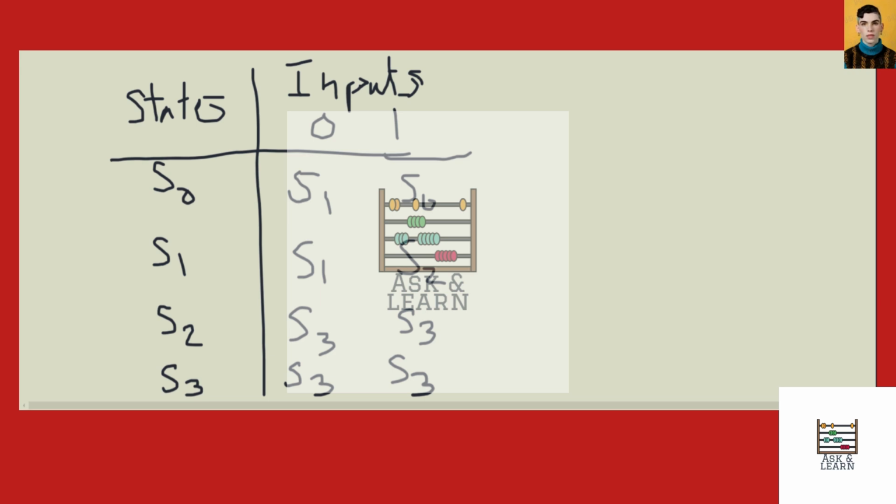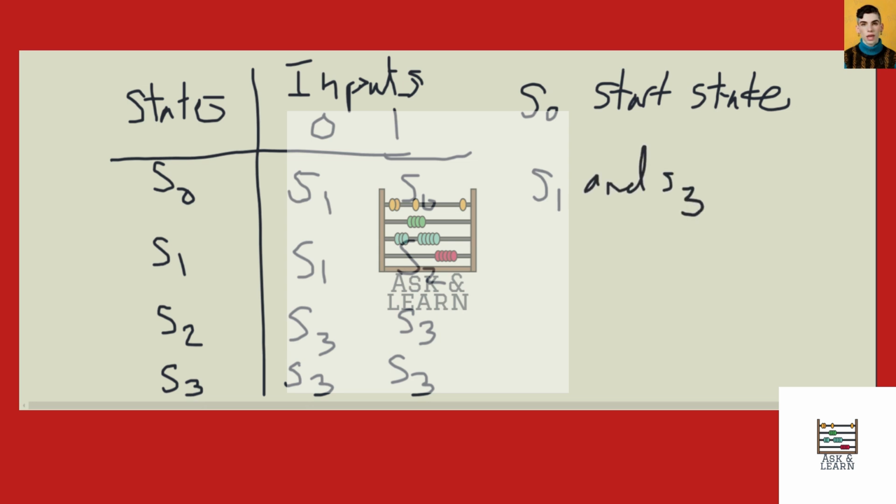We see in the diagram that S0 is marked as the start state. And we also see from the table that only S1 and S3 are circled twice, so they are the final states. So this means that a string will be recognized by the automaton if we end at state S1 or at state S3. So let's break this down into cases.